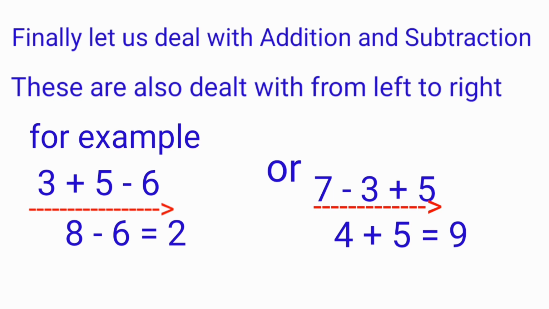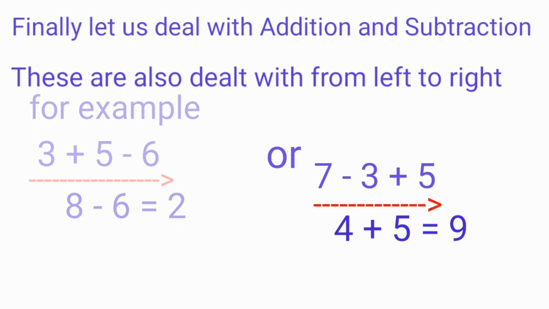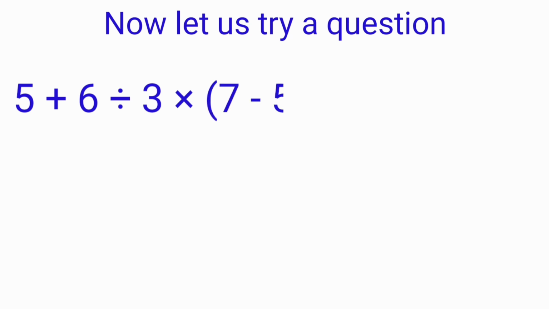Now we can try something bigger. We're going to be trying a question. When we get there, you can pause the video and try it yourself following the steps. Alright, so 5 plus 6 divided by 3 times 7 minus 5 raised to the second power. Pause the video and try that.